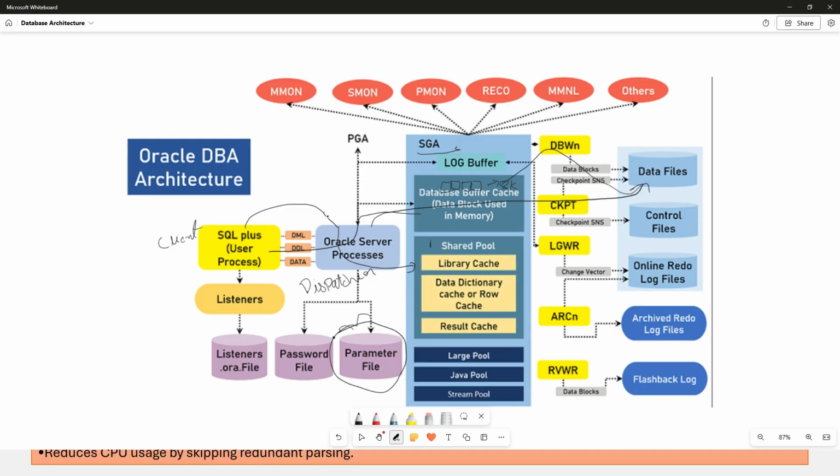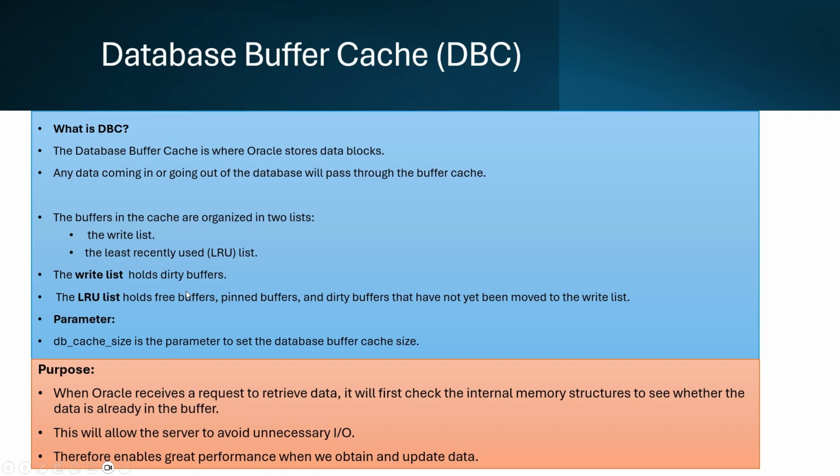Okay, so all the temporary data will be available in the buffer cache. Let's see, what is this database buffer cache? The database buffer cache is a cache where Oracle stores the data blocks. Any data coming in or going out of the database will pass through the database buffer cache only.